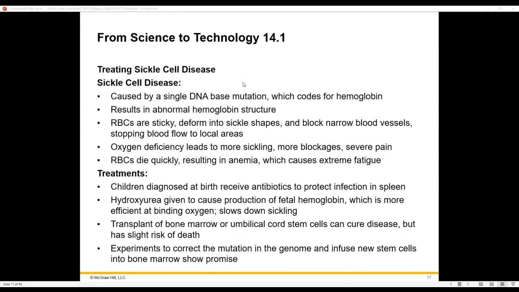Now, as far as treatments, children diagnosed at birth receive antibiotics to protect against infection in the spleen. Hydroxyurea, given to cause production of fetal hemoglobin, which is more efficient at binding oxygen, will slow down sickling. Transplant of bone marrow or umbilical cord stem cells can cure the disease, but has slight risk of disease or death. Experiments to correct the mutation in the genome and infuse new stem cells into bone marrow do show promise.